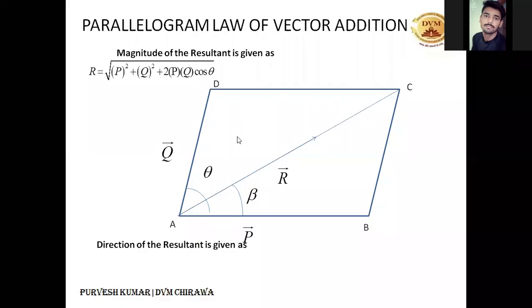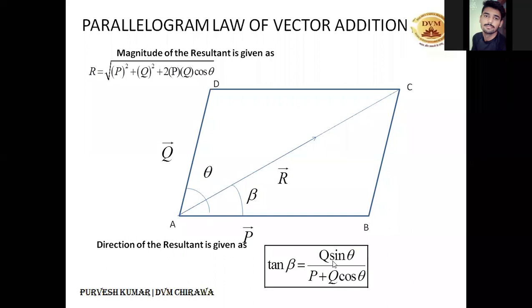See, we have done this in class 11th: the magnitude of the resultant of two vectors P and Q is given by the formula square root of P square plus Q square plus 2PQ cos theta, as well as the direction of this resultant from one vector is given by the formula tan beta is equal to Q sin theta upon P plus Q cos theta, where Q is the vector from which we have not taken this angle. It is the second vector sin theta divided by first vector plus second vector into cos theta. So Q sin theta upon P plus Q cos theta.